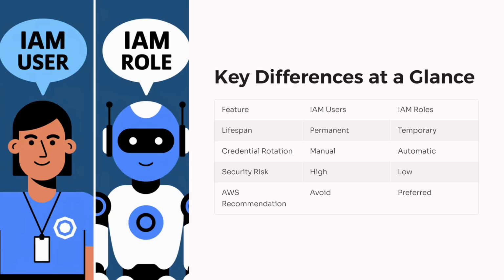Let's compare. IAM users are persistent, require credential rotation, and are manually managed. IAM roles are dynamic, with assume and expire models, automatic credential rotation, and minimal risk. Roles are the default for all secure cloud environments. If you're still using IAM users in your daily work, it's time to rethink your architecture.